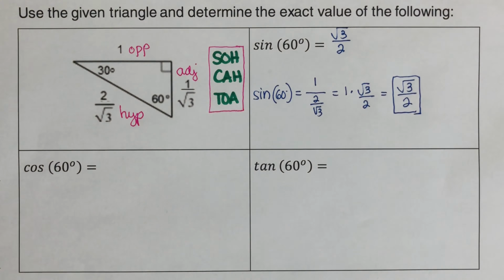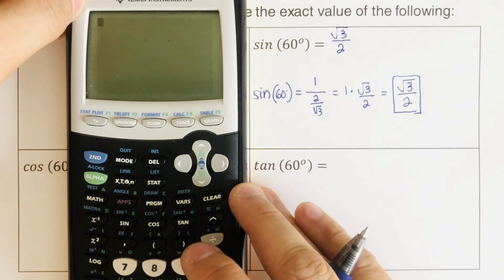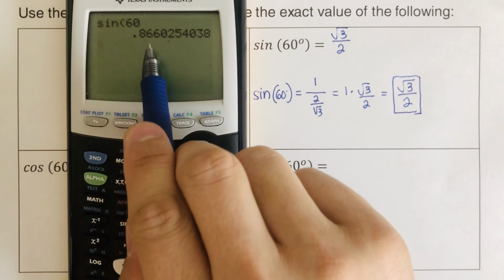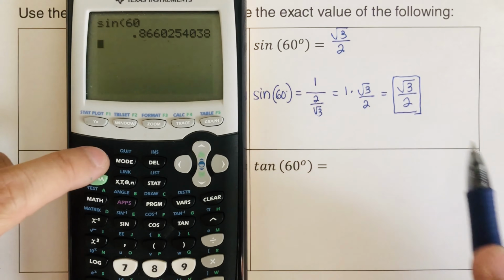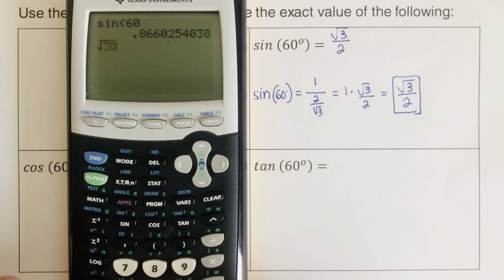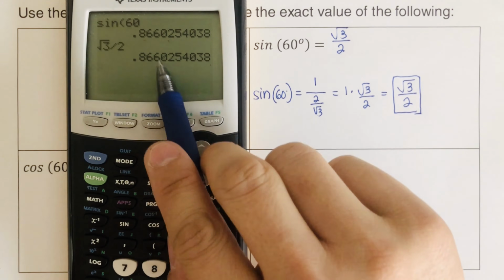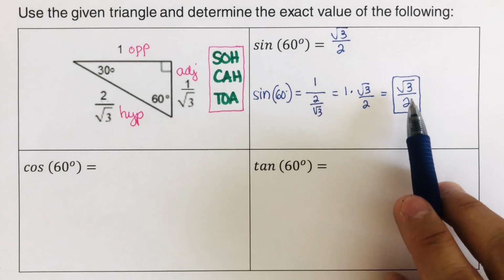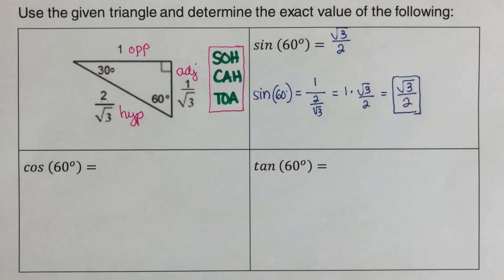So let's check using the calculator. Sine 60, the decimal version for that is this. Now let's put this in. Square root of 3 divided by 2. And the answer is a match. So let's have the cosine. By the way, did you get the same answer as this? Square root of 3 over 2? Perfect. Good.